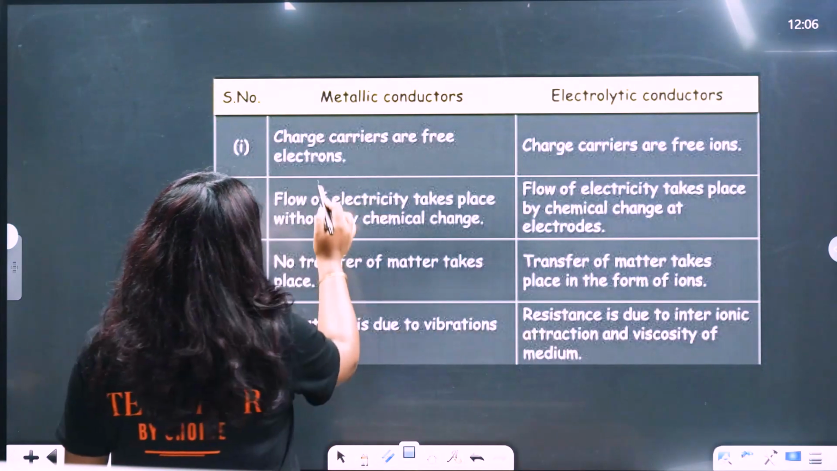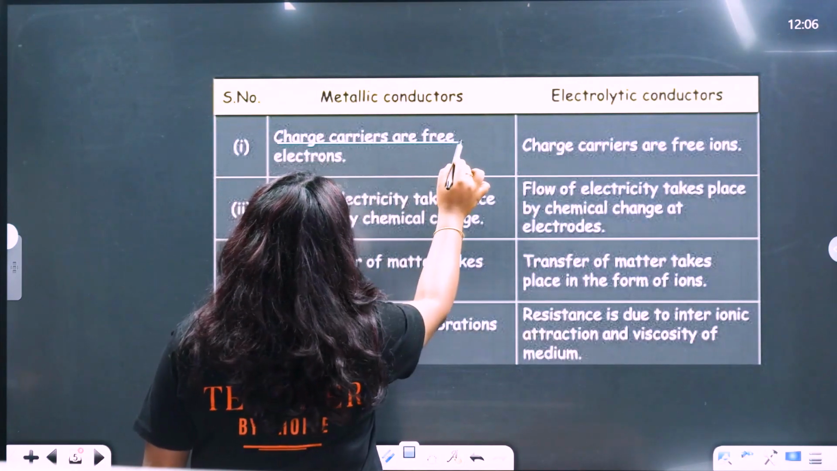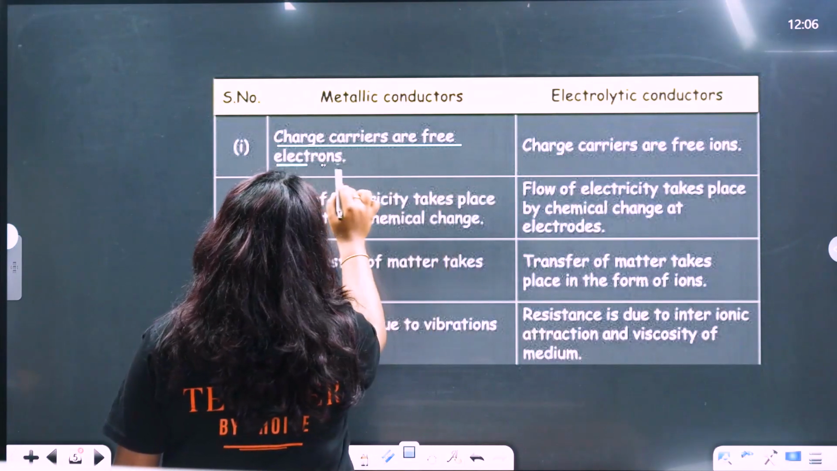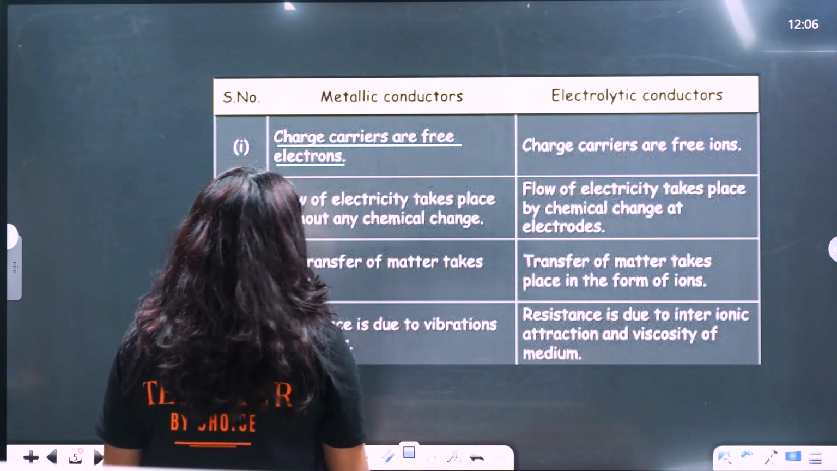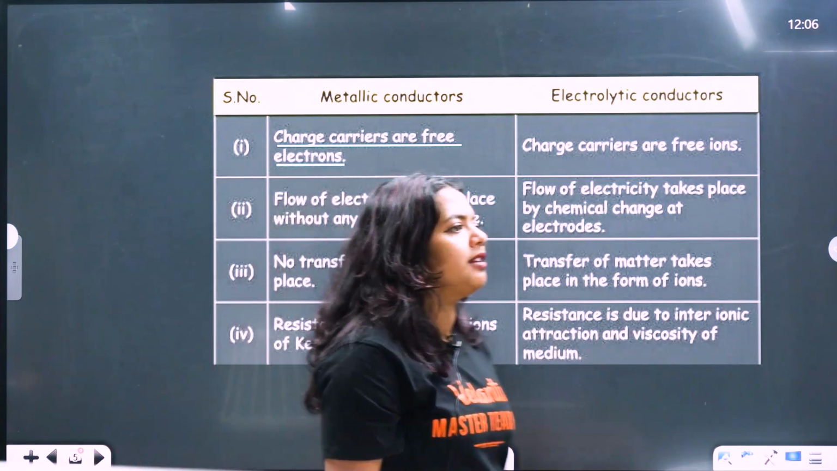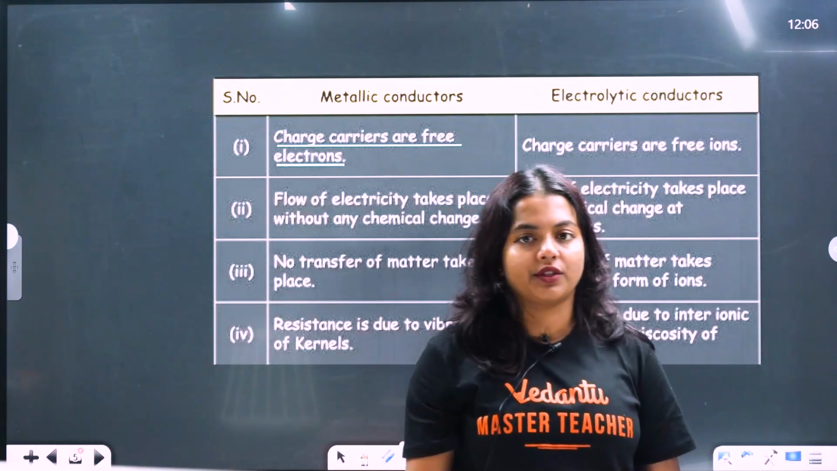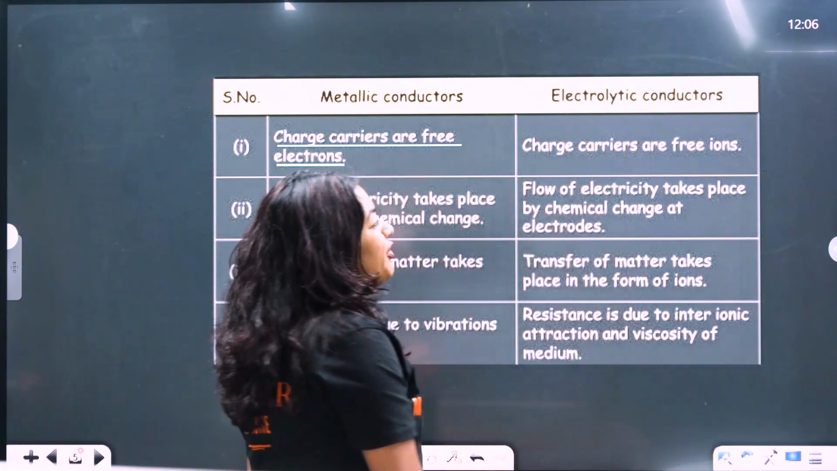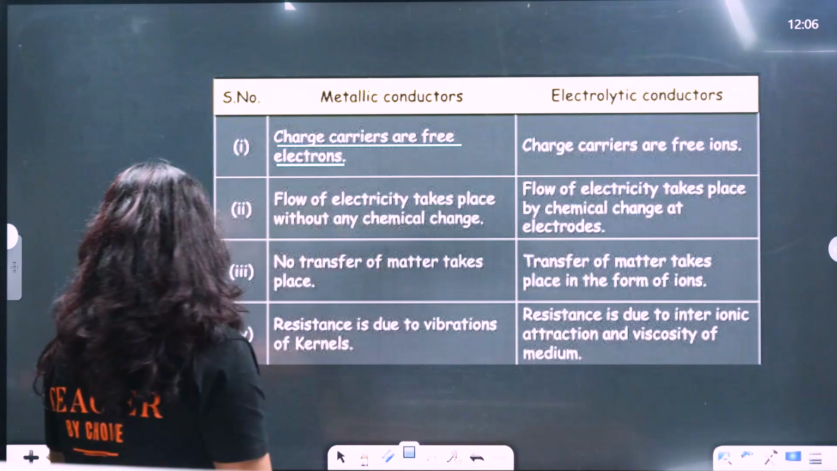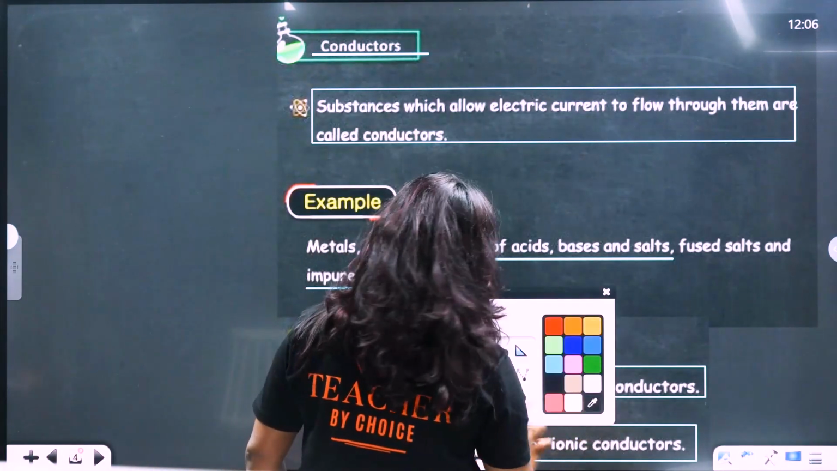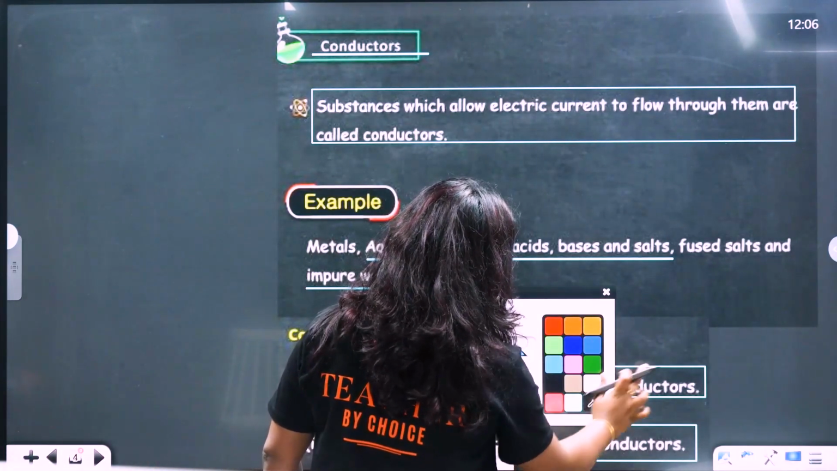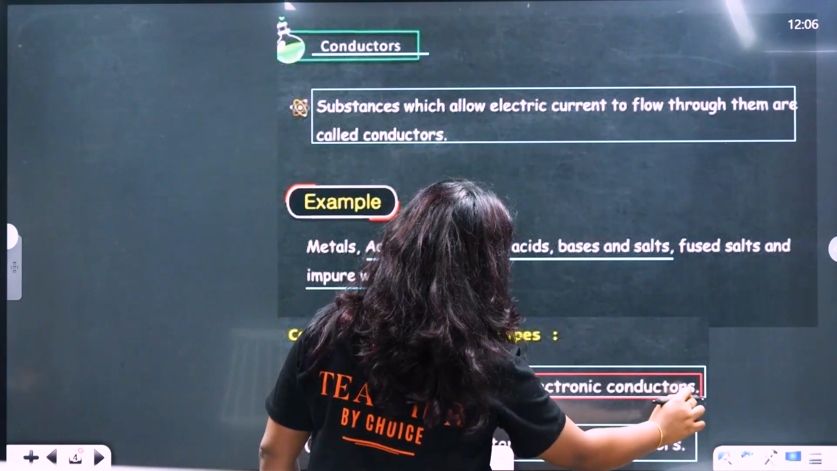First one, metallic conductors are the ones whose charge carriers are free electrons. You know that metals will be having free electrons, right? So that is why they are called electronic conductors.